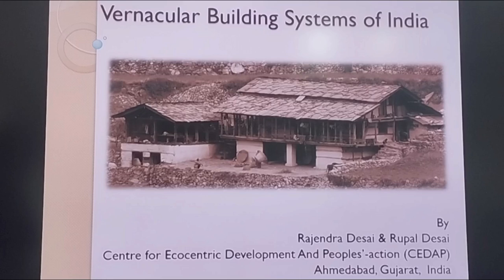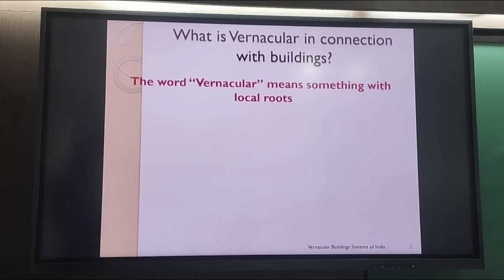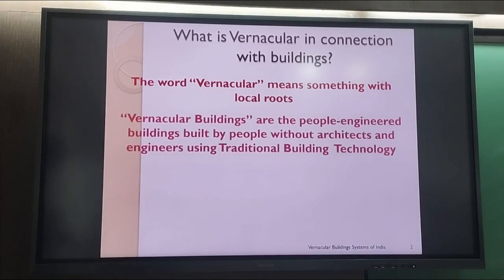Okay, we've been talking about vernacular since yesterday. So many times, a lot of things have been said. So obviously, everyone knows what is vernacular in connection with building. Like Professor Prakash yesterday mentioned, there are several definitions. The word vernacular means something that's local roots. It can be language, it can be clothes, it can be house, anything. And vernacular buildings are people-engineered buildings built without architects and engineers using the traditional building technology.